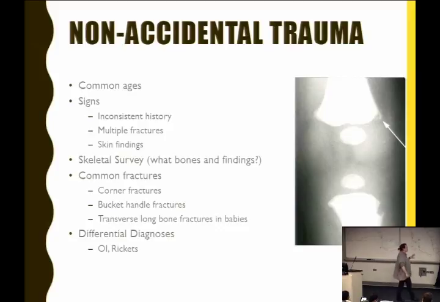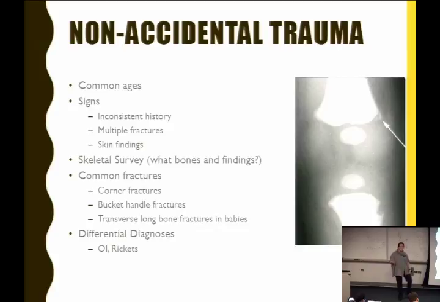So non-accidental trauma, child abuse. Most common age for this is? Less than 1 year? Sadly, yeah. The younger you are, the more likely. So weird things to pick up on are an inconsistent history from the parents. What they describe happening doesn't match the injuries that you see. So babies don't get mid-shaft transverse femur fractures. They don't get mid-shaft humerus fractures.